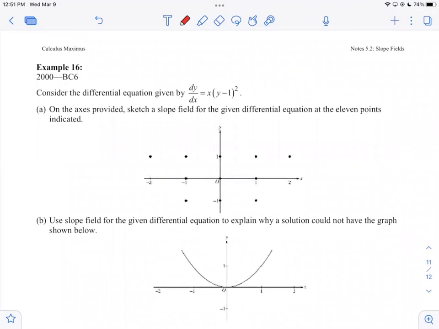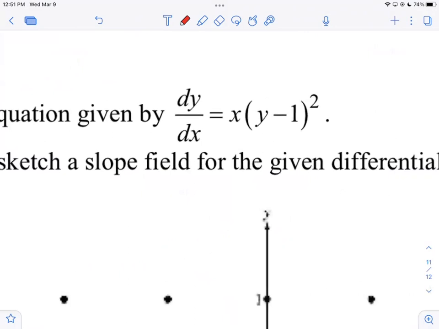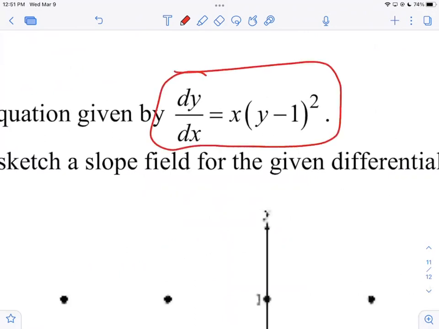Let's go ahead and do example 16. I want to do this one because it's an actual AP question from the year 2000, BC6. This was like right before y'all's time. And this was the last test on the AP exam. So you're finishing strong. It says, consider the differential equation given by dy/dx equals x times y squared minus one. Now, how do you consider an equation? What, do you stroke your beard a little bit?